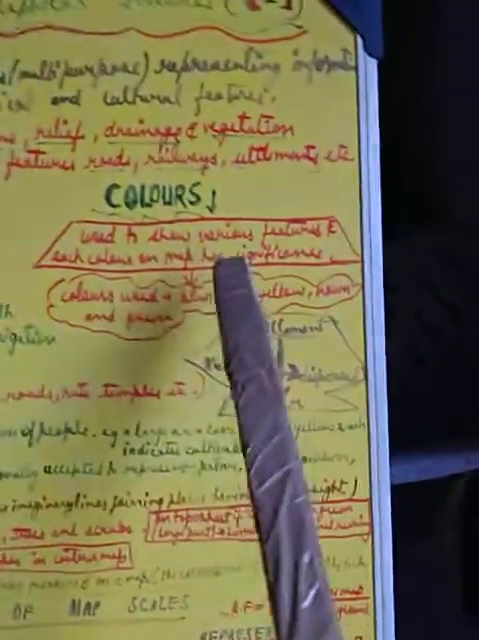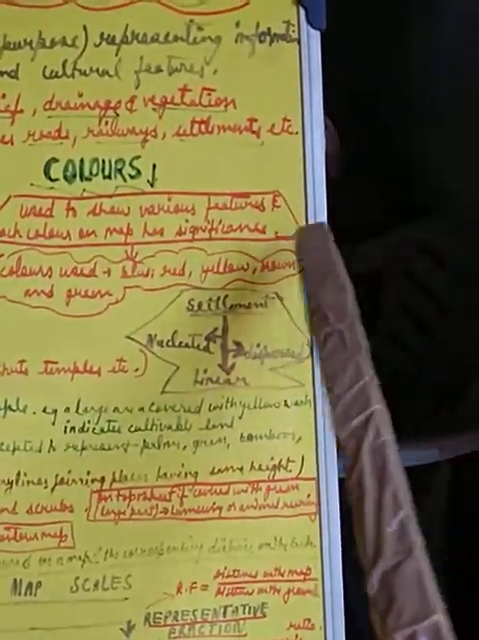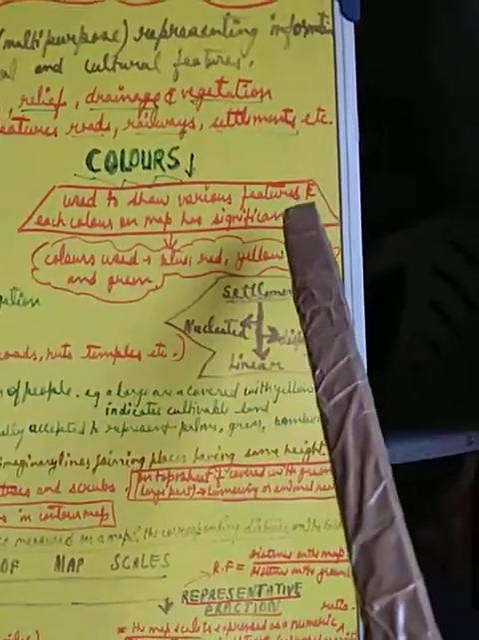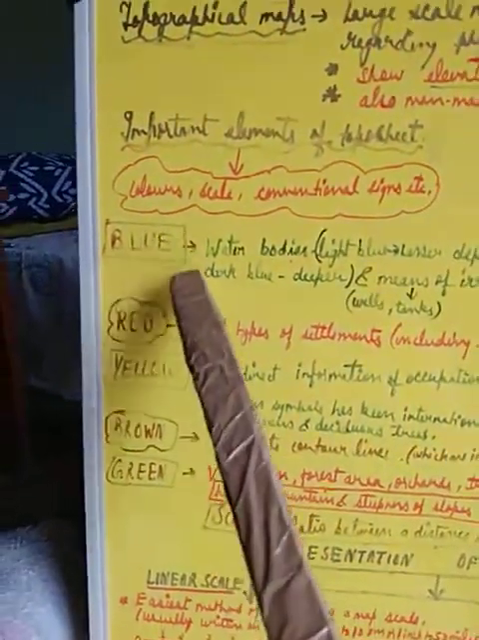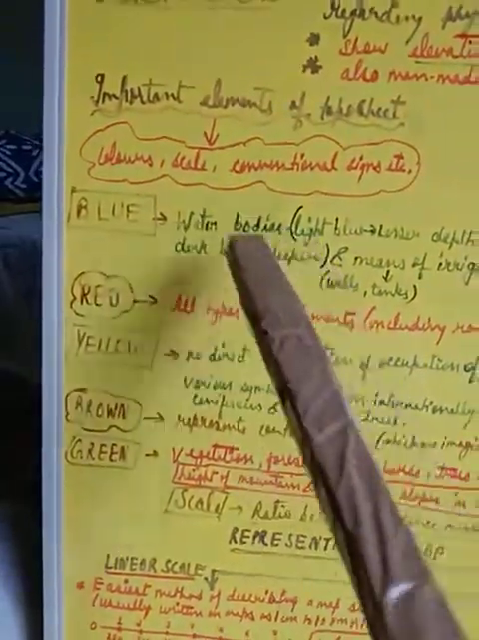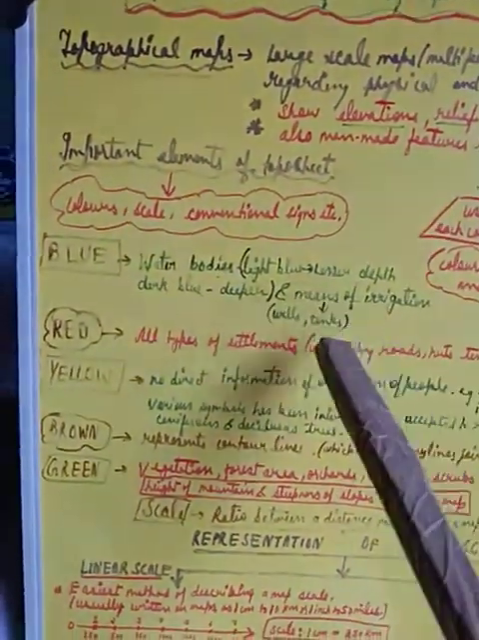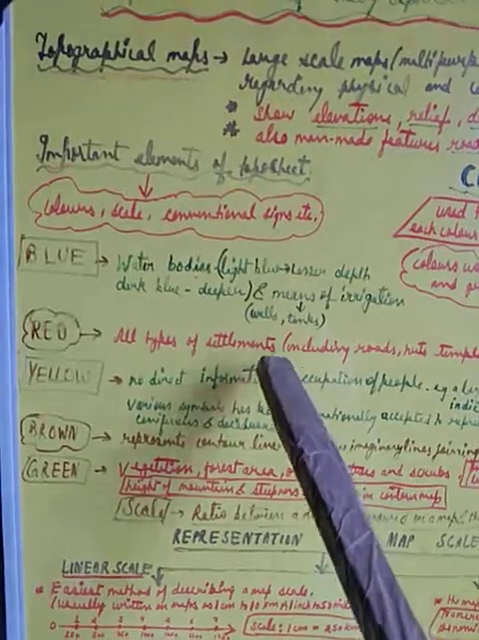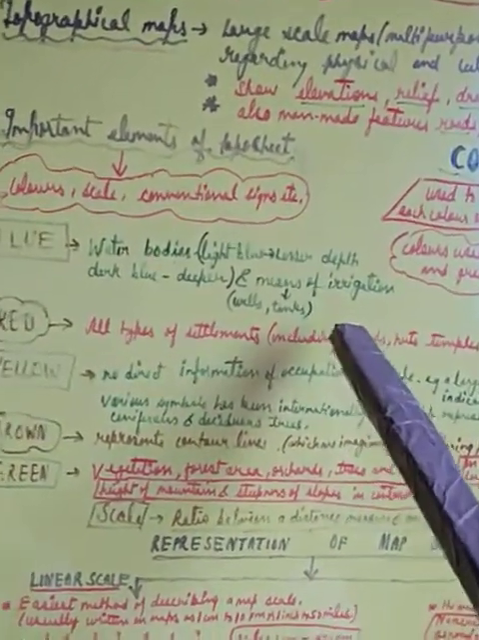Colors are used to show various features, and each color on a map has a significance. The colors which we are using are blue, red, yellow, brown and green. We will start with the first one, that is blue. Most of the water bodies are shown in blue color. Light blue means lesser depth, dark blue means deeper. And all the means of irrigation, like wells and tanks, are also shown in blue.